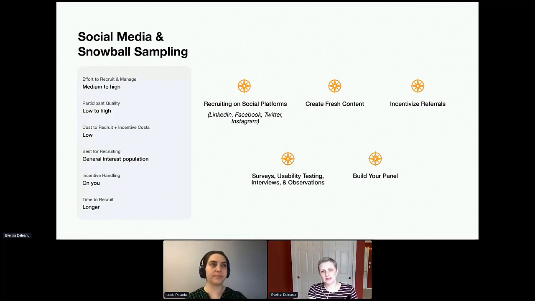Participant quality through these channels tends to vary greatly from low quality participants to high quality participants. And because the quality is so varied, you will be spending more time recruiting and managing participants than through some other channels. The cost to recruit tends to be low because you're doing that work only yourself. You're not paying a third party to perform recruitment for you.